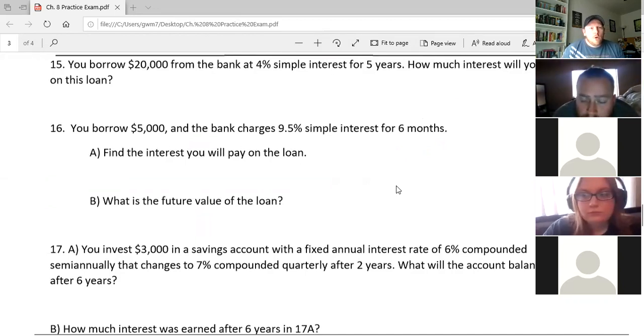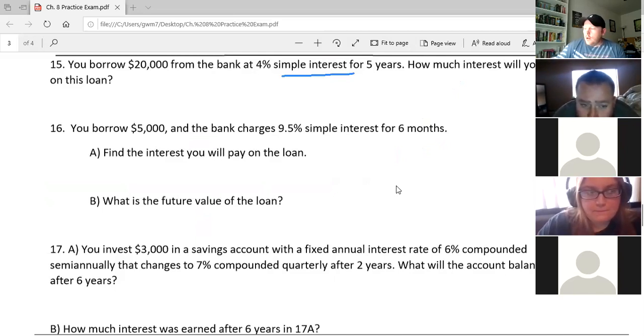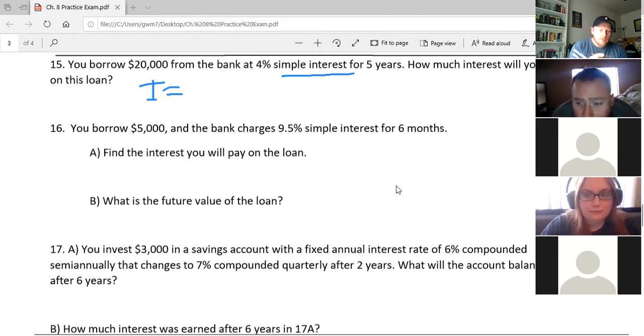Okay, so you borrow $20,000 from the bank at 4% simple interest for 5 years. How much interest? So the important thing is to be able to connect the questions to the correct formulas. It says simple interest, so I already narrow into formulas 1 and 2. I can either find the future value, that is the total in the account at the end, or the interest. Well, it wants the interest, so that's formula 1. I equals PRT.